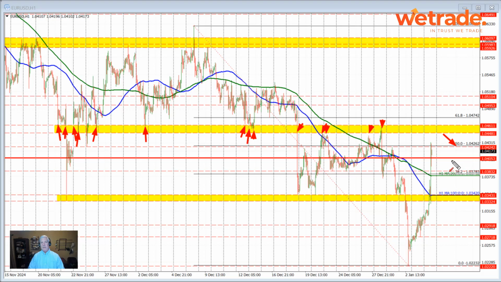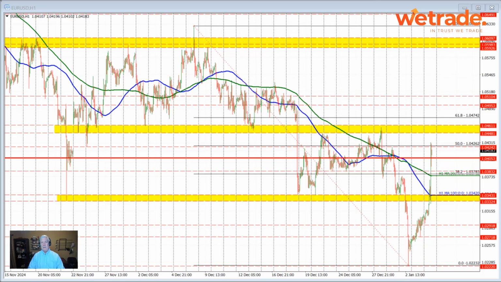So watch the 50% retracement, 1.0405. Below that, the 38.2% retracement of this move to the downside, along with the 200-hour moving average, it's got to be good support. We wouldn't want to see the price move below those levels in trading here today if the buyers are going to continue to run to the upside.